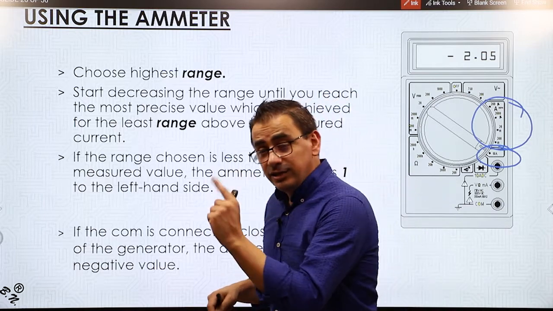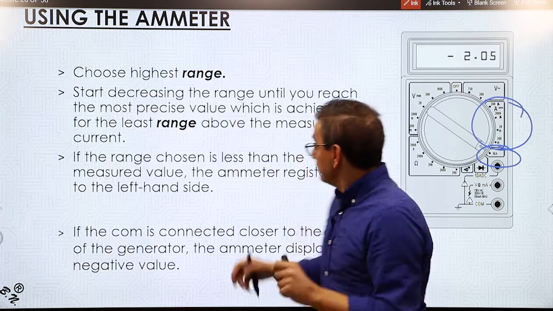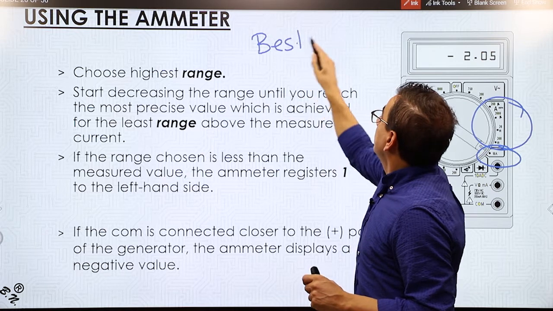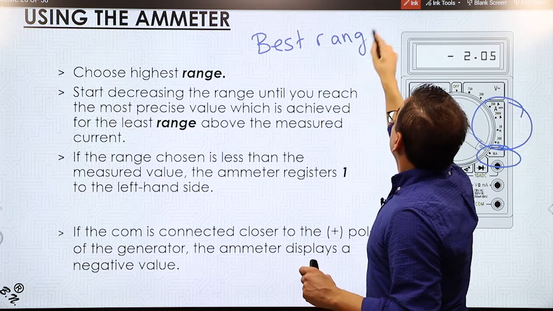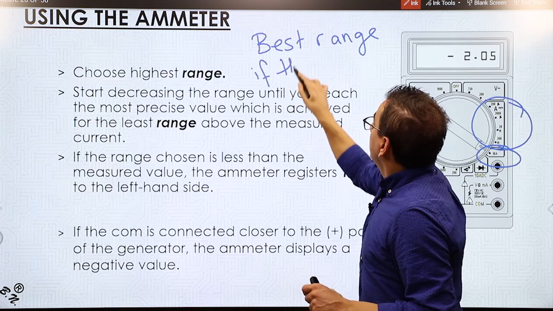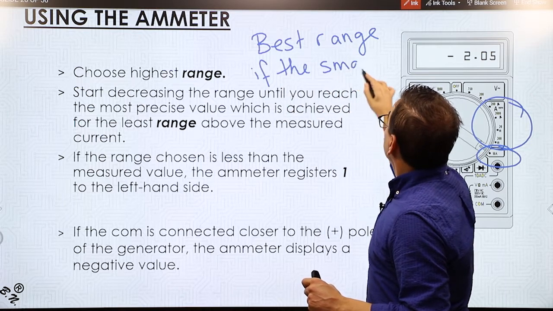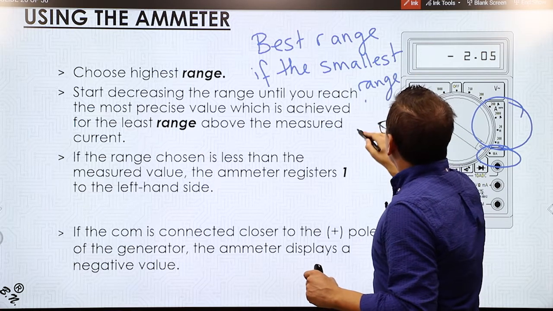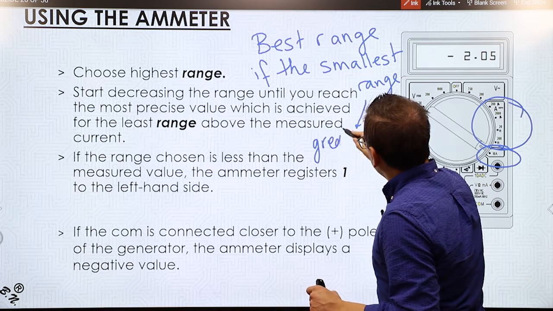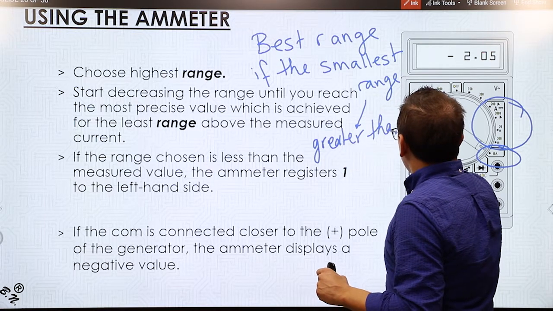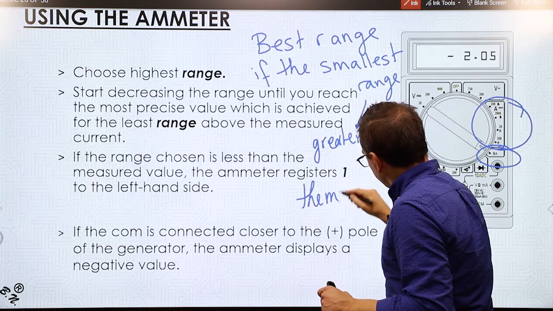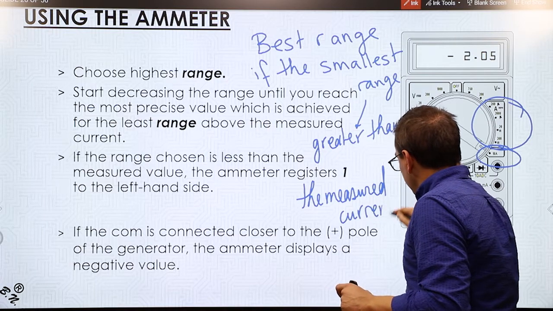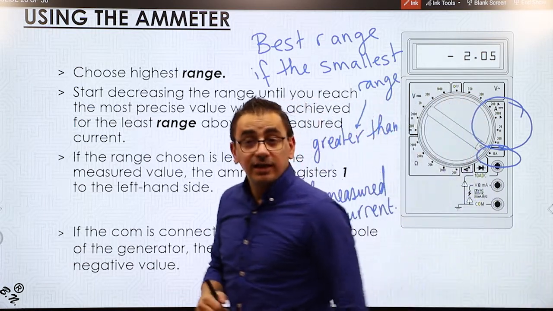We start by the highest range and we decrease. The best range, let me add it here, the best range is the smallest one, the smallest range, continue here, greater than the measured current, or the measured current, yes. Okay? Excuse me for the mess, but I found this an important idea.